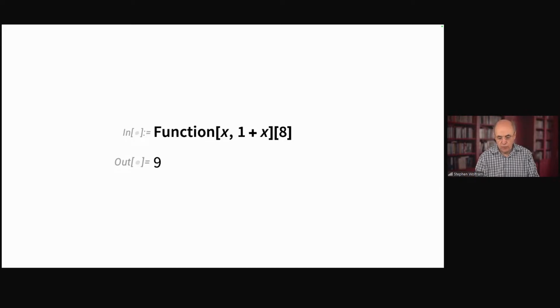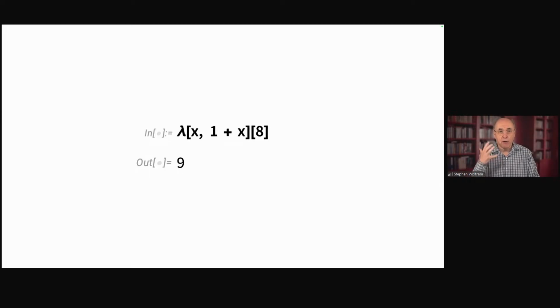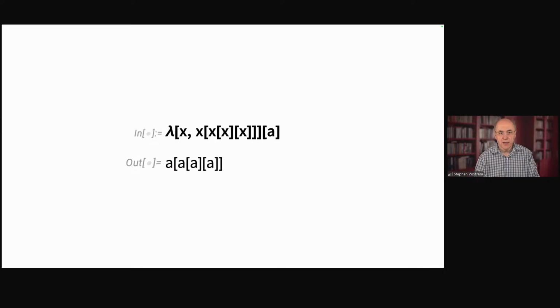In Wolfram Language, we can also have something like this: x mapped to 1 plus x, applied to 8, gives 9. Or if we set lambda equal to our function, we can just write lambda of x, 1 plus x, applied to 8 gives 9, which is actually very close to Church's original notation that just has lambda of x dot 1 plus x for this.